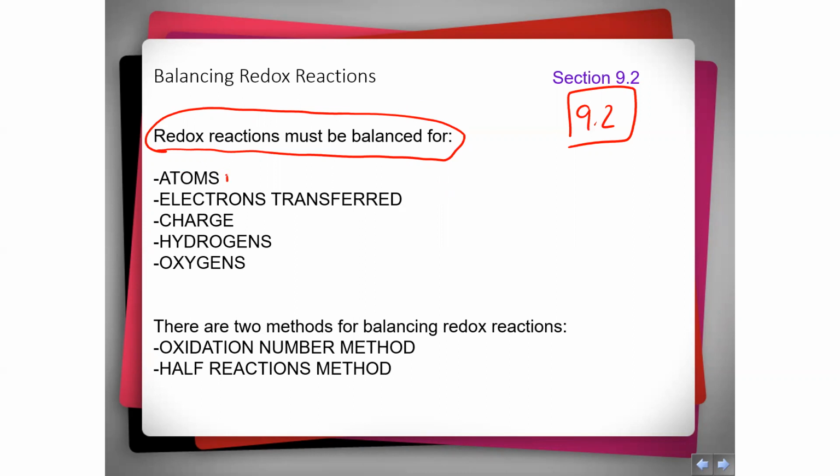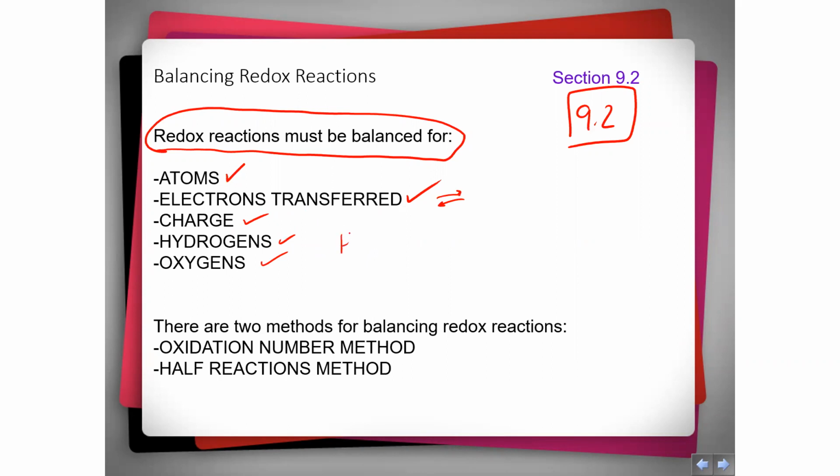We actually have to balance for the atoms, but we also have to balance for the number of electrons transferred. So if something gains 5 electrons, we have to lose 5 electrons. That is super important. As a result, you're going to be balanced for charge, and we're going to have to balance for hydrogens and oxygens, and we're going to have some tricks to be able to do that.